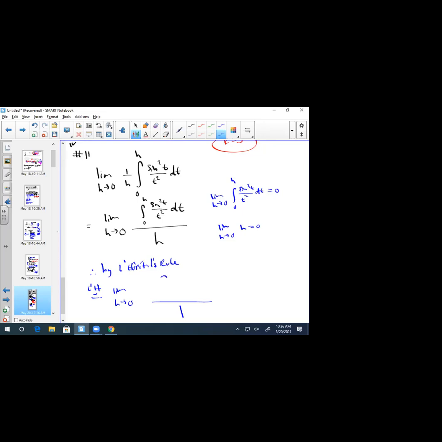Sine squared h over h squared, by the fundamental theorem of calculus, right? So that's what we got. So now when we try to apply the limit, guess what? We get 0 over 0 again. So I would say limit as h approaches 0 of sine squared h goes to 0, and limit as h approaches 0 of h squared goes to 0.